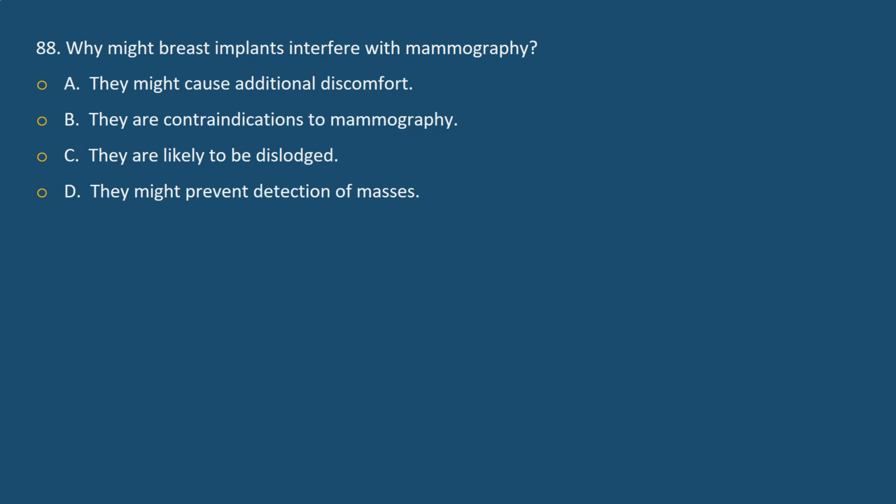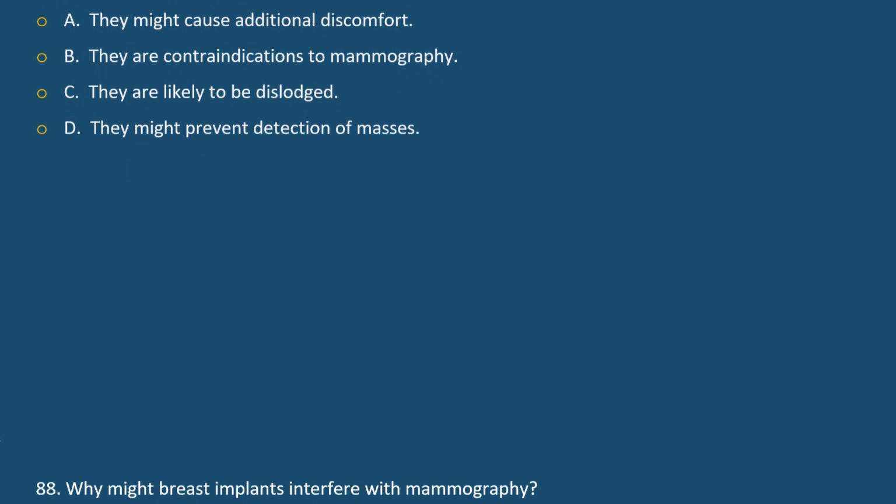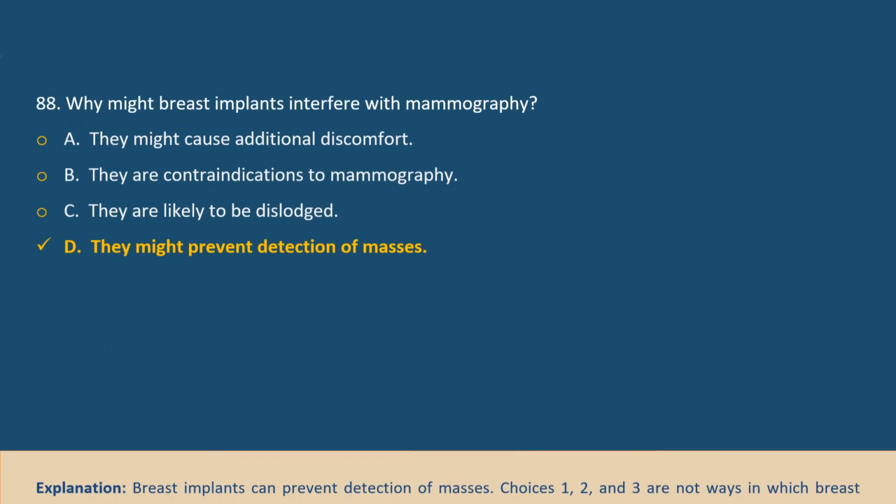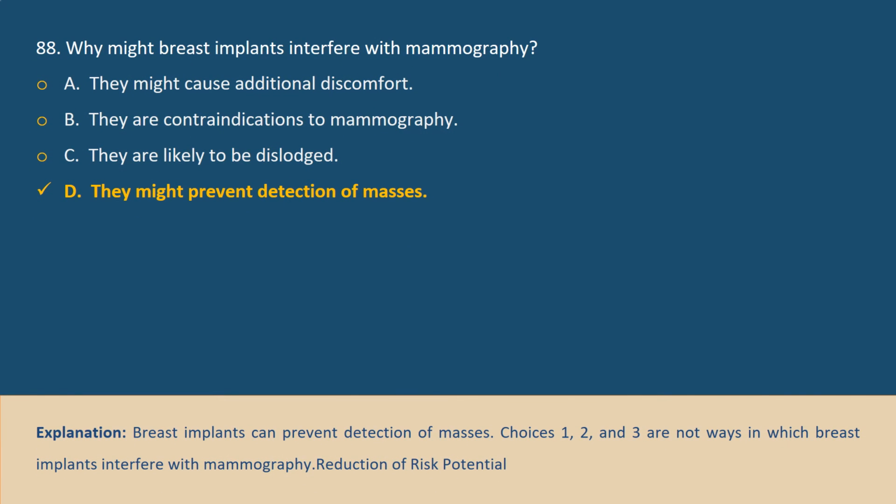Question 88. Why might breast implants interfere with mammography? A. They might cause additional discomfort. B. They are contraindications to mammography. C. They are likely to be dislodged. D. They might prevent detection of masses. Answer D. Explanation: Breast implants can prevent detection of masses. Choices A, B, and C are not ways in which breast implants interfere with mammography. Reduction of risk potential.